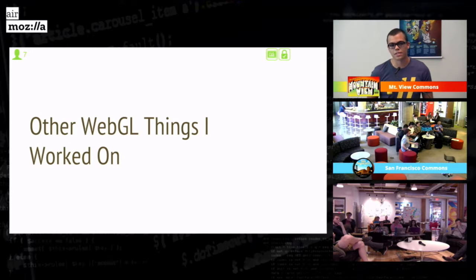So I worked on other things in addition to conformance tests. So there were bugs that users had experiencing WebGL, or things that we could have modified in WebGL that we did to improve the performance of it.